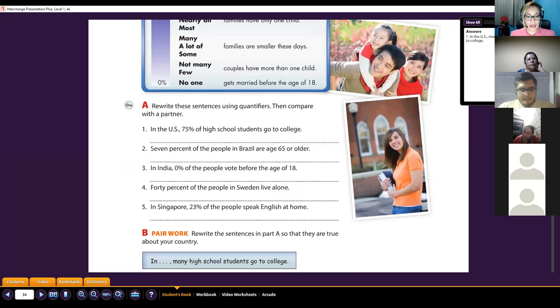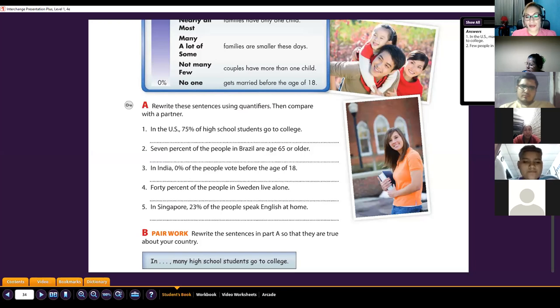Yes, we studied number one, we could use many, and that was okay. In the United States, many high school students go to college. Number two, a volunteer, what do you have in number two? Few people in Brazil. Yes, that is correct. Few people in Brazil are age 65 or older.